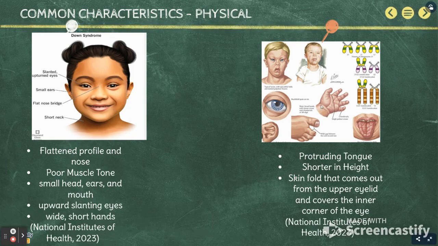And then wide, short hands, a protruding tongue, and then they'll often be shorter in height, even in their adult years compared to people who are the same age as them. And they will have a skin fold that comes out from the upper eyelid and covers the inner corner of their eyes, as the picture shows here.